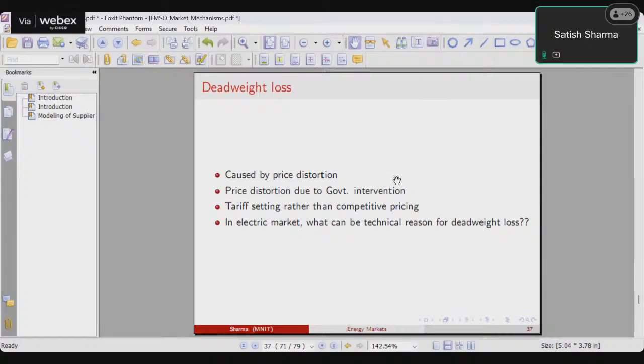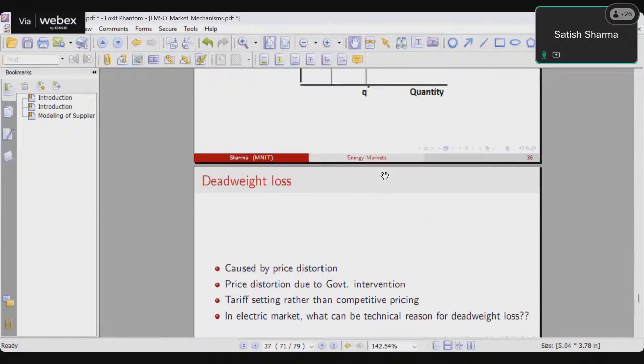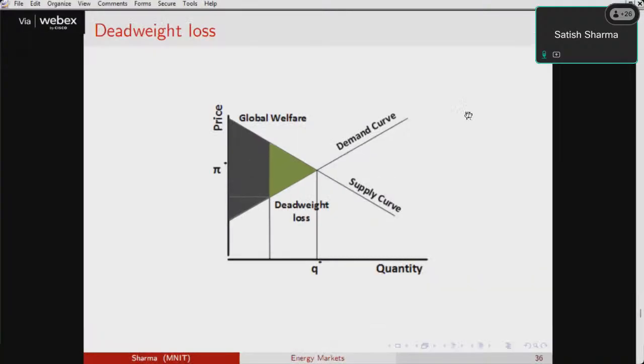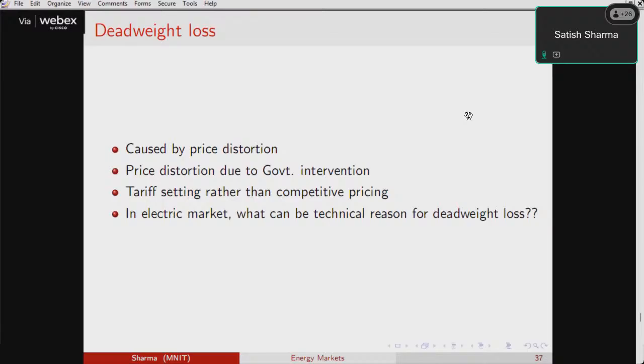Okay. So what can be the technical reasons? The technical reasons we were discussing are, let's say, at a certain transmission line there are two circuits, and one of the circuits is out. So instead of, let's say, 100 megawatt, we are only able to schedule 50 megawatt. The quantity which was supposed to be cleared, let's say 100 megawatt, but because of the less transmission corridor, we are only able to supply 50 megawatt. So transmission congestion is one of the technical reasons for the deadweight loss.